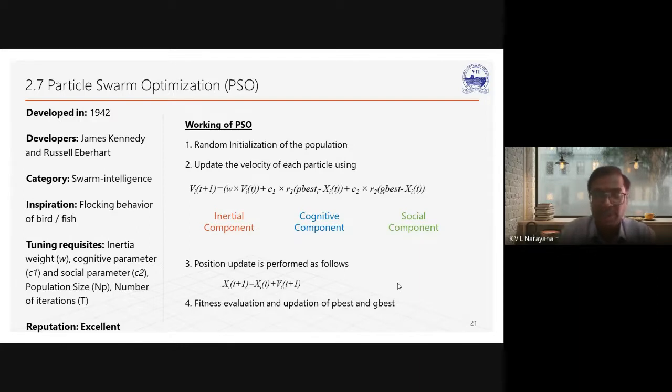So there are three tuning parameters in the PSO, that is inertial weight, cognitive parameter, social parameter. Apart from population size and number of iterations, which should be same for all the algorithms, the first three parameters are the tuning parameters of the PSO. By properly tuning these three parameters, one can achieve the better solution for the problem to be tackled.